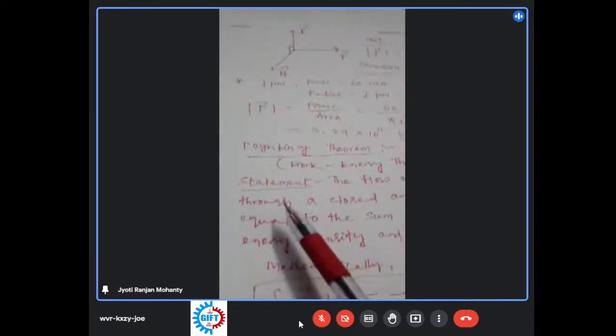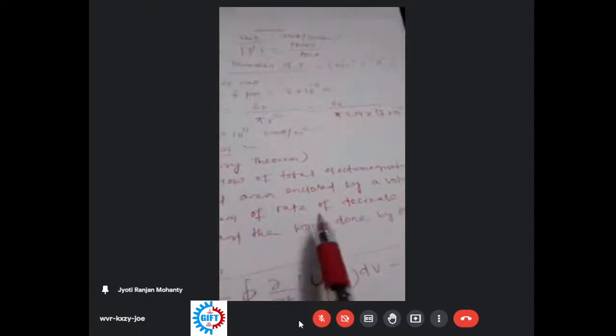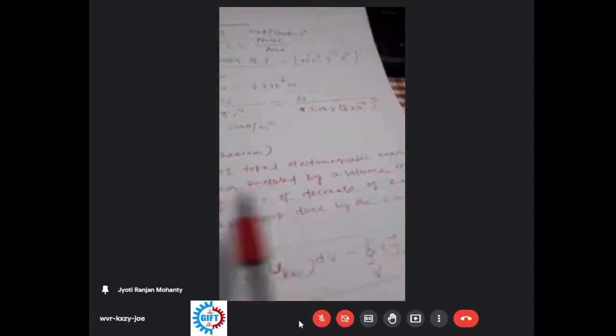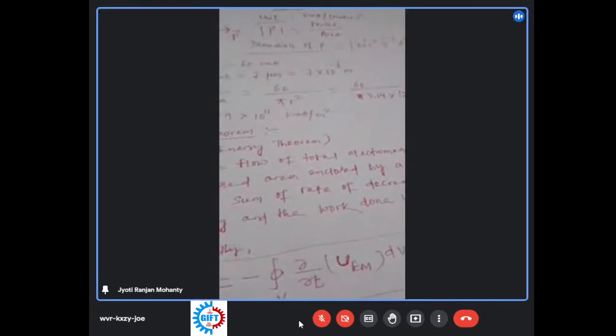Through a closed area enclosed by a volume is equal to the sum of rate of decrease of electromagnetic energy and the work done by the electromagnetic density.